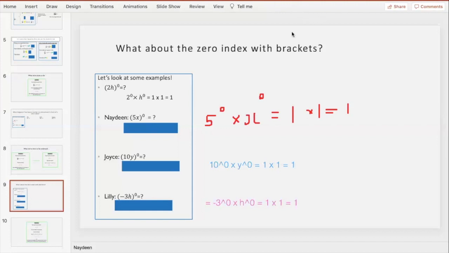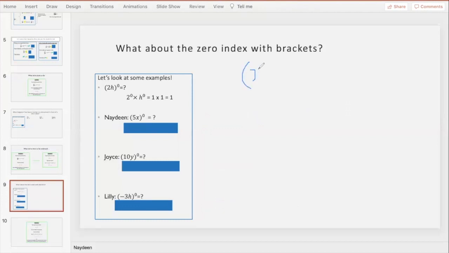Oh, that's a great question. Let's do that one together as well. So your question was, if we had x to the power of 2 times y, all in brackets to the power of 0. Okay, great. So our first step is to separate out the brackets to the power of 0. So that would give us our x squared to the power of 0, and then times our y to the 0. And we know that our y to the 0 is equal to 1.